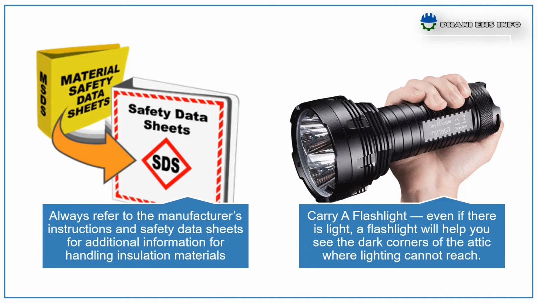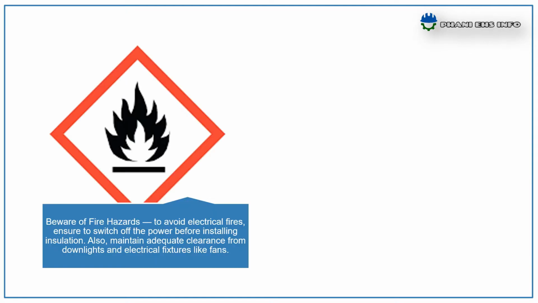Be aware of fire hazards. To avoid electrical fires, ensure to switch off the power before installing insulation. Also, maintain adequate clearance from downlights and electrical fixtures like fans.